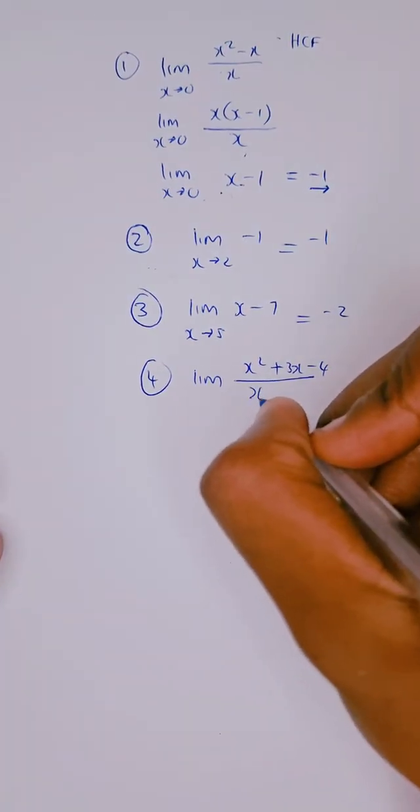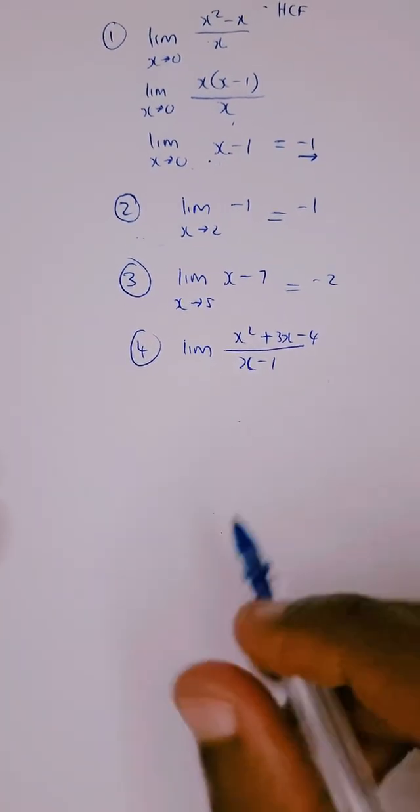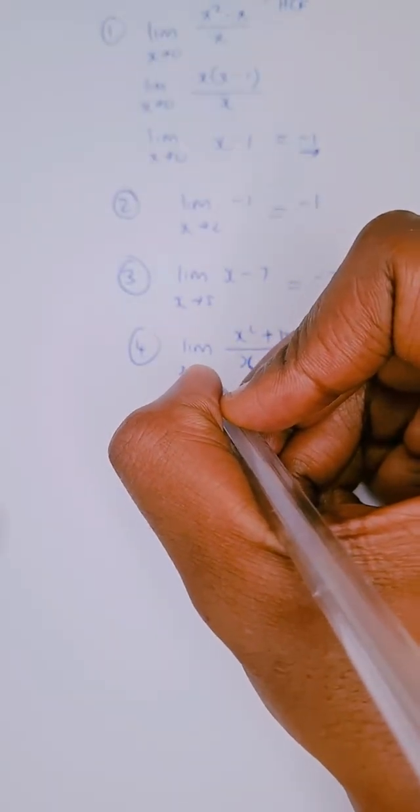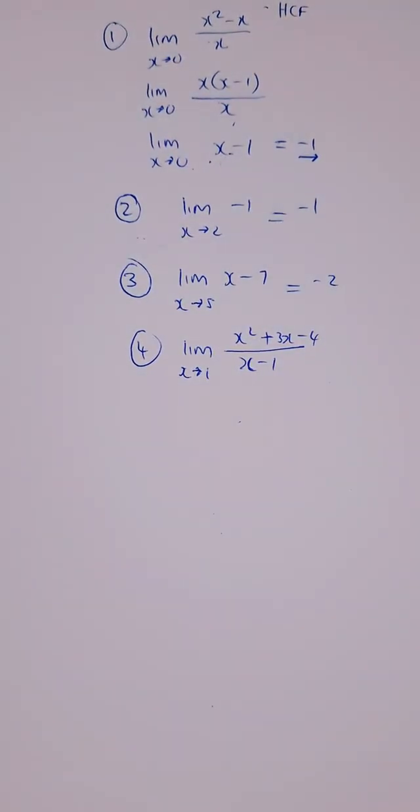The limit of x squared plus 3x minus 4 over x minus 1 as x approaches 1. Let's go. My people who can't factorize will be delayed. People who struggle with factorization will delay their progress. But those who can factorize seamlessly, progress will not be delayed, my people.